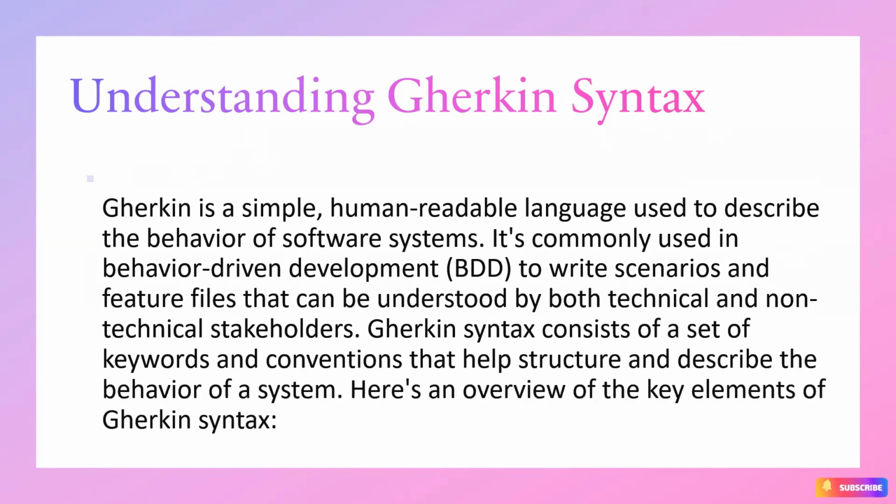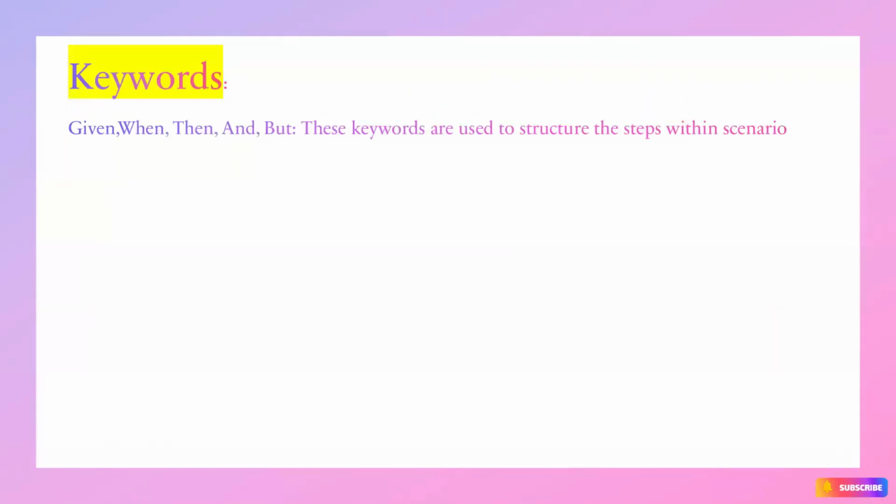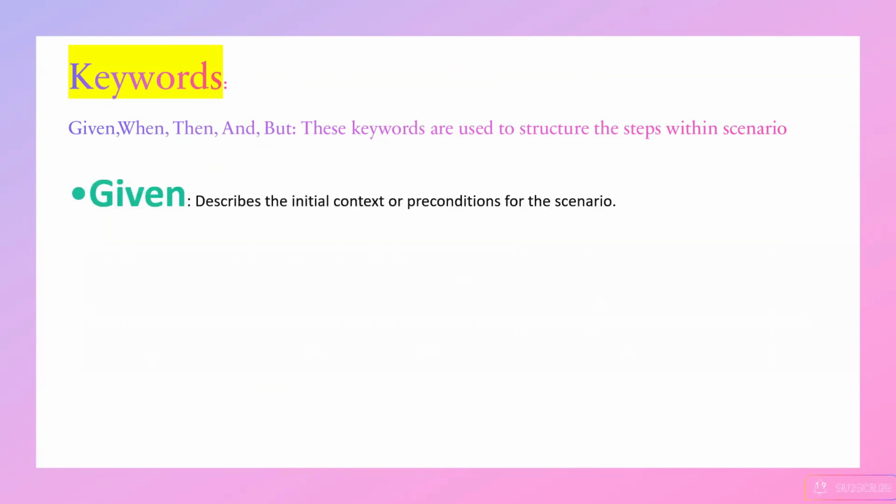Gherkin syntax consists of a bunch of keywords. We'll talk about the keywords now. So given, when, then, but, these keywords are used to structure the steps within the scenario. Okay. So when do we use the given keyword in the scenarios? Given describes the initial context or precondition for the scenario. So whenever you want to write a precondition, that means a setup for your test scenario.